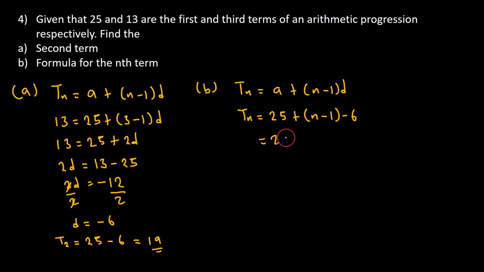So you have 25, then we distribute or we multiply negative 6 with what is in the brackets. So negative 6 multiplied by negative 1, you have positive 6. And then negative 6 multiplied by n, you have negative 6n, equal to 25 plus 6, this gives you 31 minus 6n. So this is our formula for the nth term.